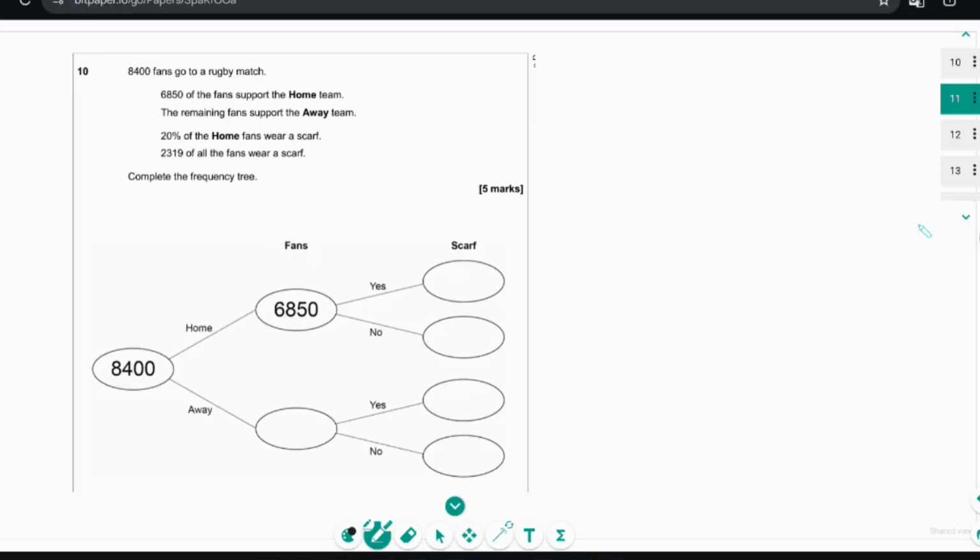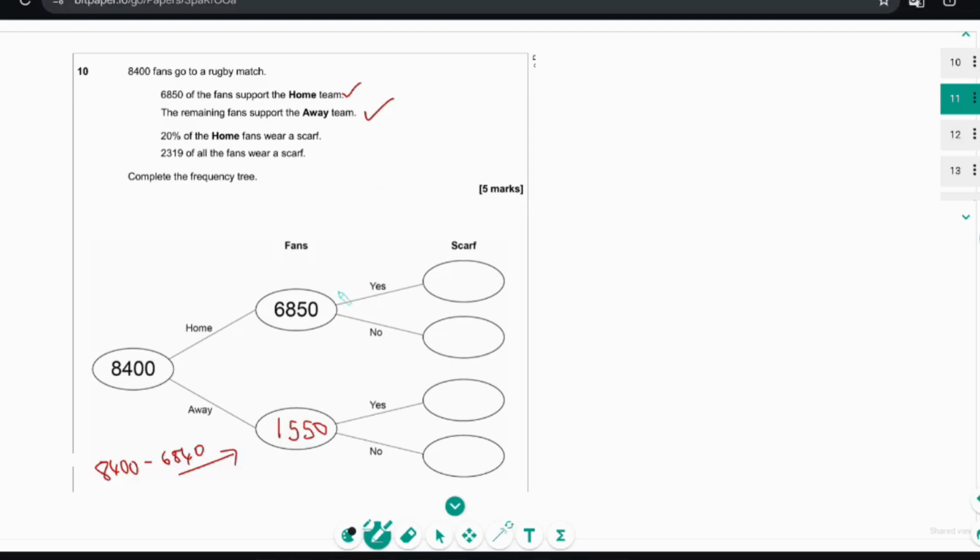Question 10. 8,400 fans go to a rugby match. 6,850 of the fans support the home team. Well, let's just subtract that from 8,400 to work out the away fans is 1,550. So the remaining support the away team. So let's sort that sentence out.